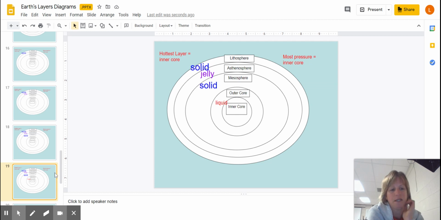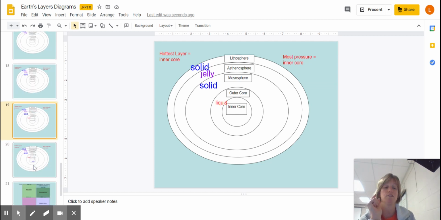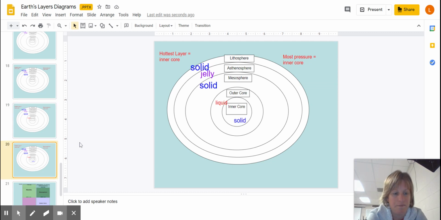Now, finally, the very hottest layer on our planet is the inner core, but it's also under the most pressure of all the layers pushing down around it. This is shocking to some students. The hottest layer is a solid. And if you're like Mrs. Ficus, how could the hottest layer be a solid? It's because of the intense pressure that's holding those molecules close together.